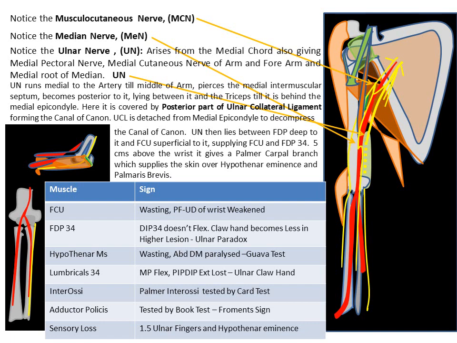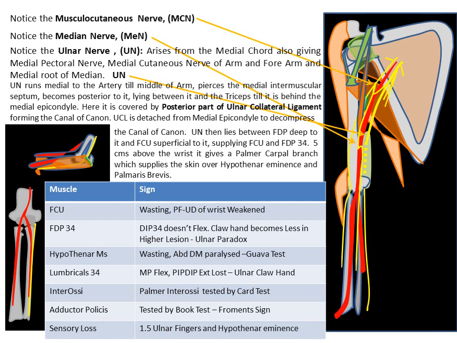Ulnar nerve then lies between the flexor digitorum profundus, deep to it, and the flexor carpi ulnaris, superficial to it, supplying both of them, but flexor carpi ulnaris complete supply and flexor digitorum profundus 3 and 4. 5 centimeters above the wrist, it gives a palmar carpal branch which supplies the skin over the hypothenar eminence and the palmaris brevis.